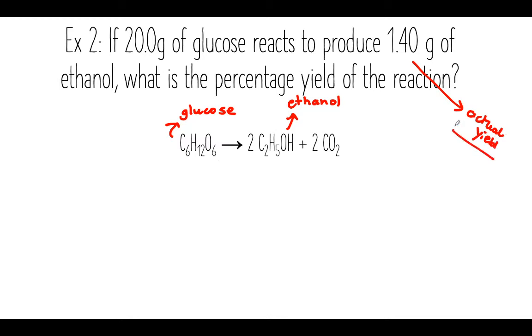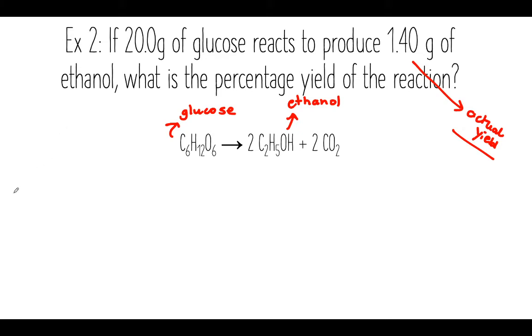Now, if you notice, there's no theoretical yield mentioned in the question. However, you have the mass of your reactant. You've got a full balanced reaction. So it is up to you to find your theoretical yield using your calculations. And because we've learned about stoichiometry, this becomes a little bit easier.